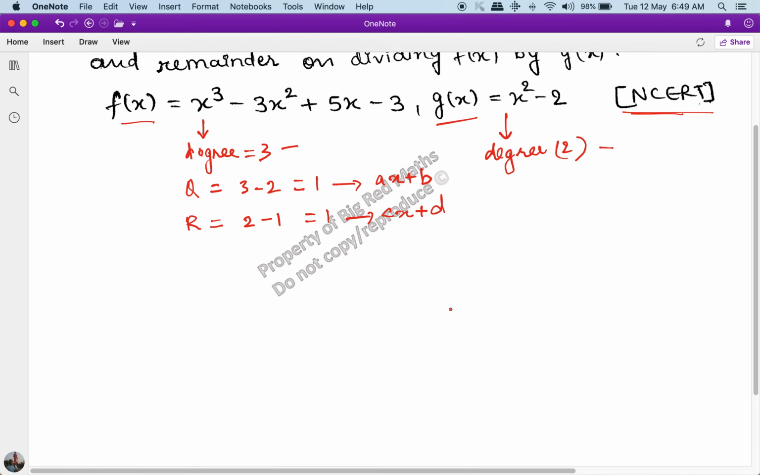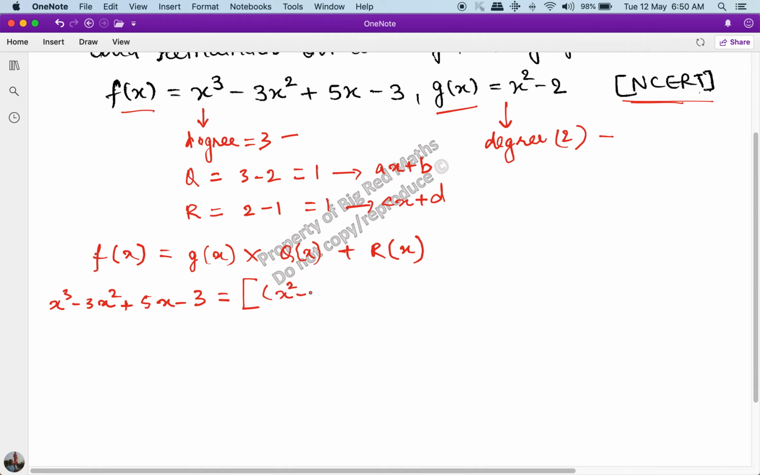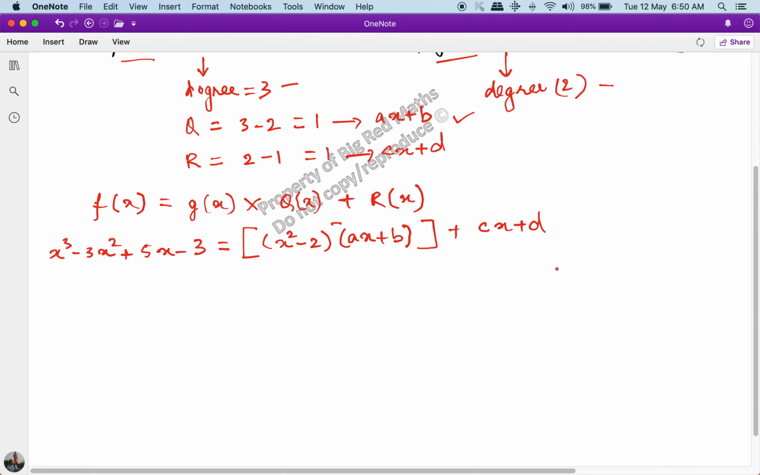Now, by the division algorithm, f(x) will be equal to g(x) multiplied by the quotient q(x), plus r(x), which is the remainder. So f(x), x cubed minus 3x squared plus 5x minus 3, will be equal to g(x), which is x squared minus 2, multiplied by q(x), which we have assumed to be ax plus b, and this will be added to r(x), which is cx plus d. I hope you are following till here.